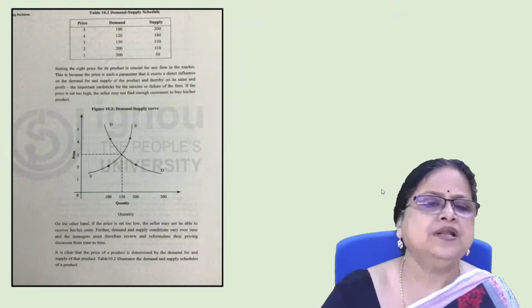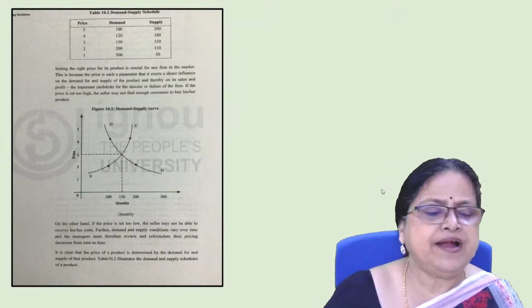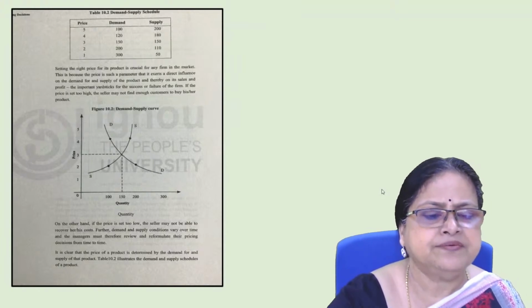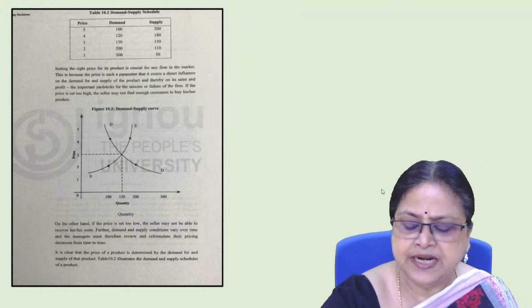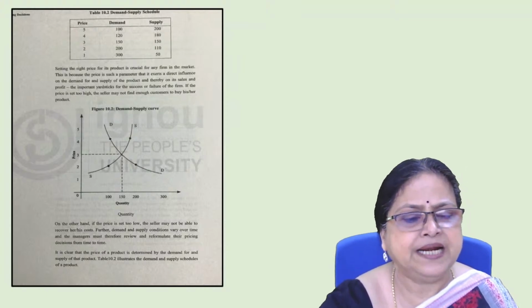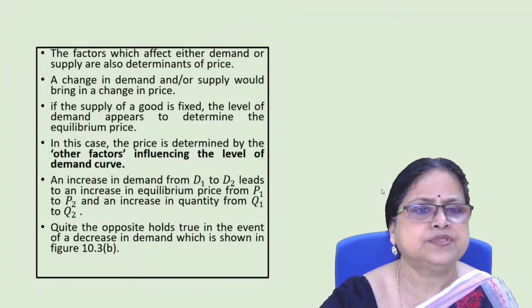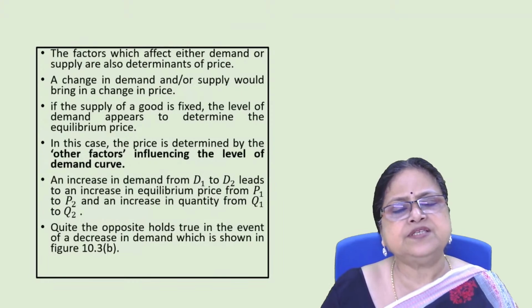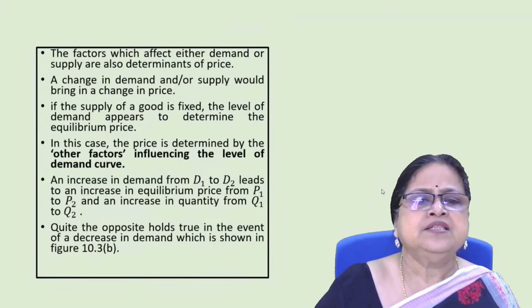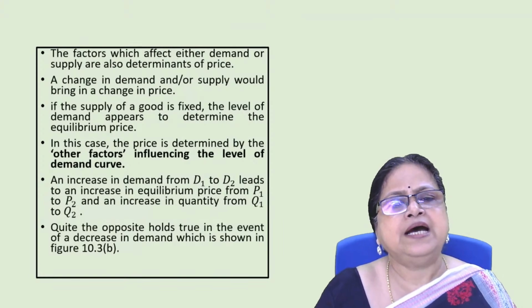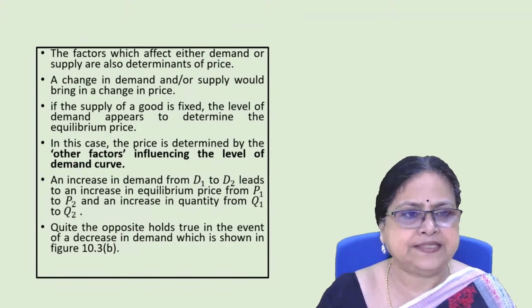Now, this example from the book. Here you find that the market equilibrium price is determined by the demand and supply curve, that is, by demand and supply of that product. Suppose the equilibrium price is 3 and the quantity demanded is 150,000. The factors which affect either demand or supply are also, indirectly, the determinants of price.